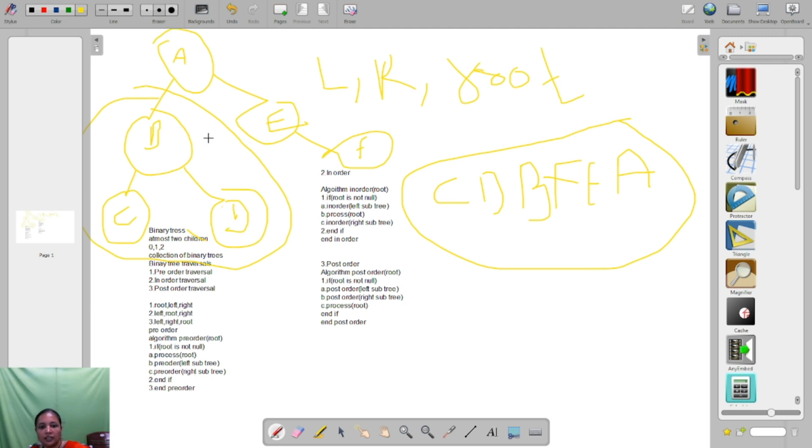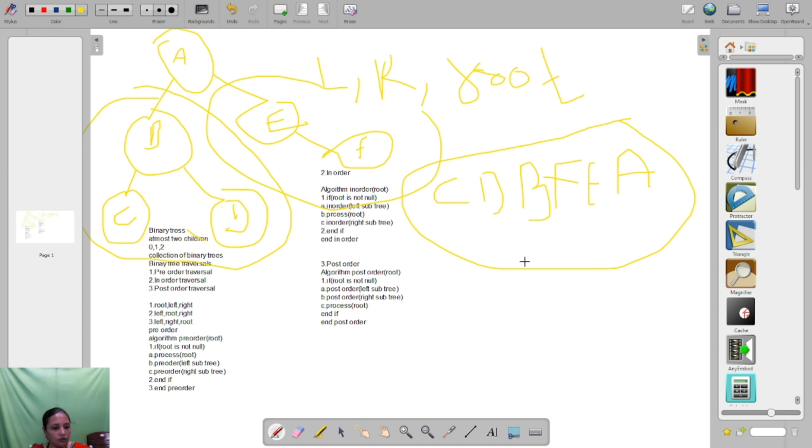Again you take the right hand side. The right hand side, again you check left, right, root. So left: no left. Right: F. Then again root E. The third one is root. So the left hand and right hand child have the common root node. So this one is A. So this one is the final sequence of post order.